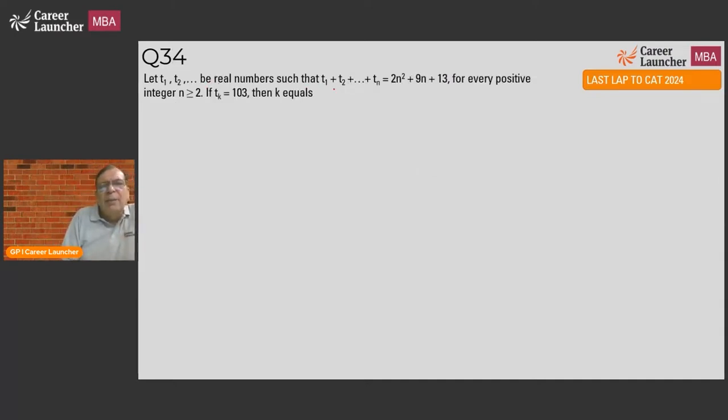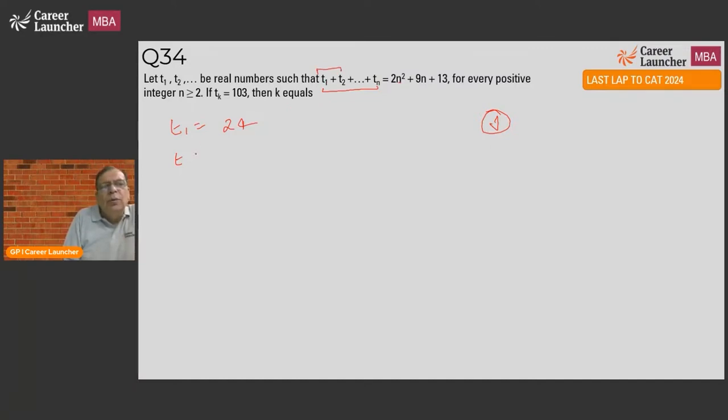T1, T2 be real numbers such that for every positive N. If Tk is 103, what is K? This is my jugaad question. Put K equal to 1. What is T1 equal to? T1 means N equal to 1. 2 plus 9, 11 plus 13, 24. What is T2? T1 plus T2?